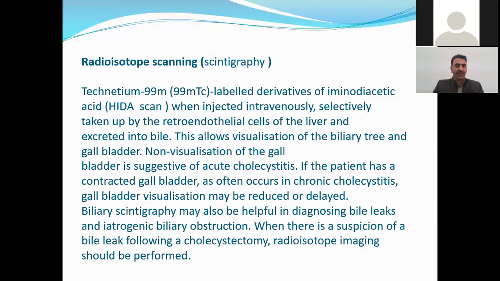When there is injury to the bile duct during surgery, there may be a bile leak. So biliary scintigraphy or radioisotope scanning has benefit in diagnosing a bile leak after surgery, especially iatrogenic. Iatrogenic means done by surgery. Any term of iatrogenic refers to something happening during surgery by the surgeon. When there is suspicion of bile leak following cholecystectomy, a radioisotope image should be performed. Okay?